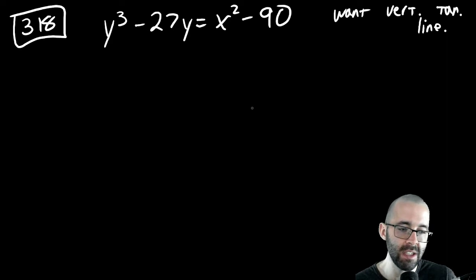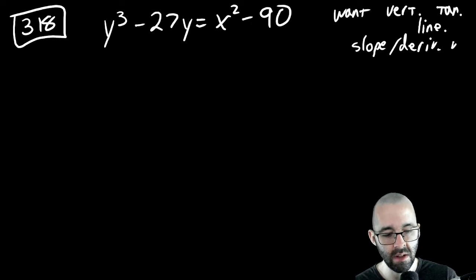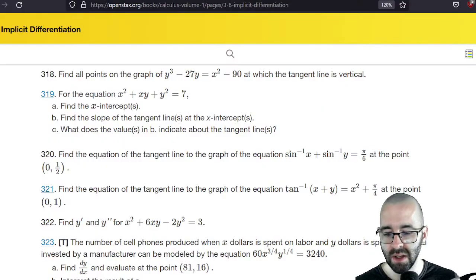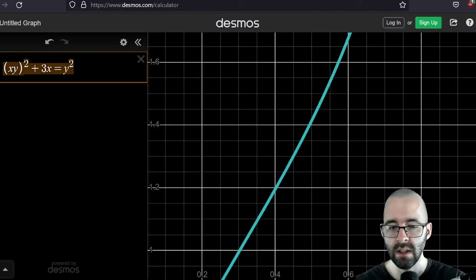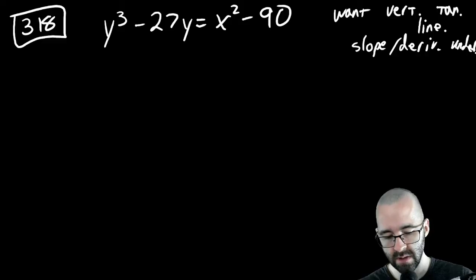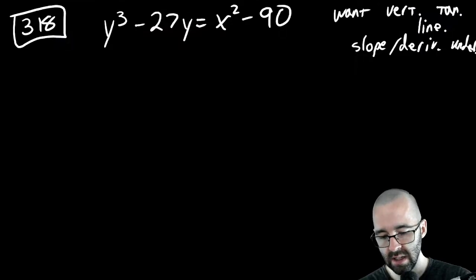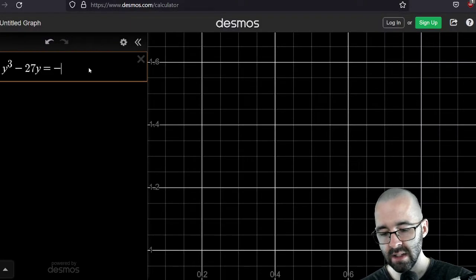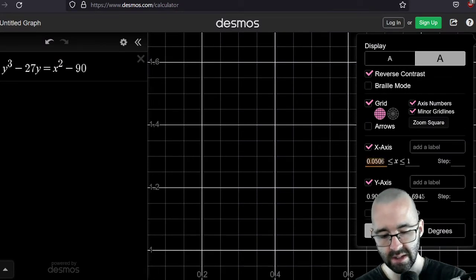Well, vertical tangent line means the slope is undefined. Slope or derivative is undefined. And graphically, we should be able to kind of look and get something. Right? Y cubed minus 27y equals x cubed minus 90. And who knows what this looks like.